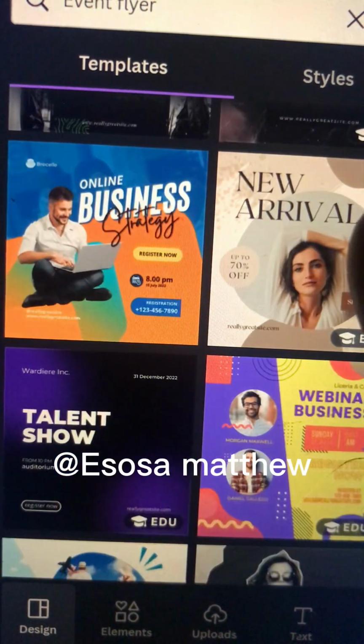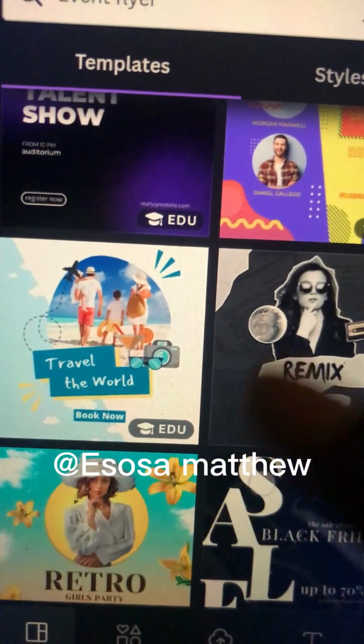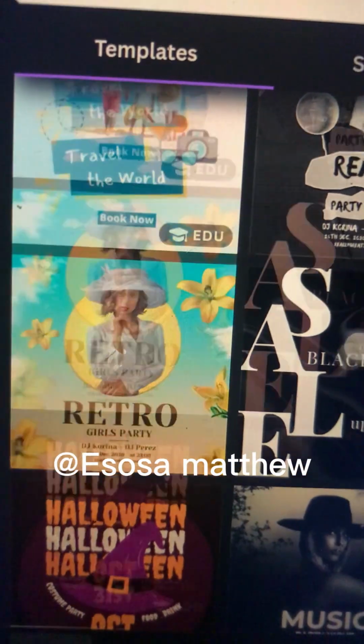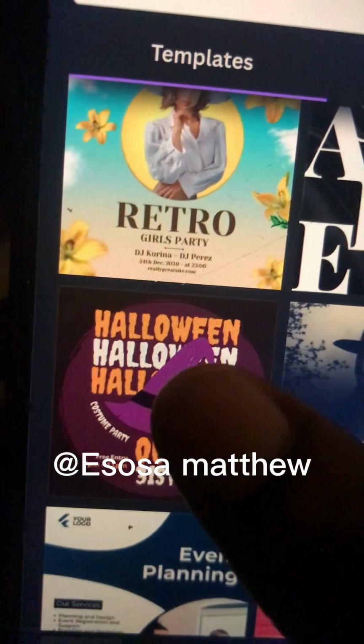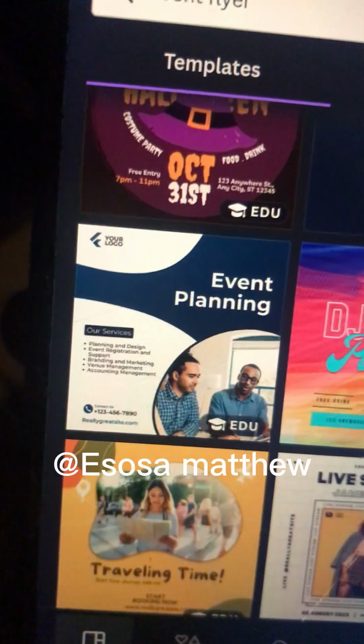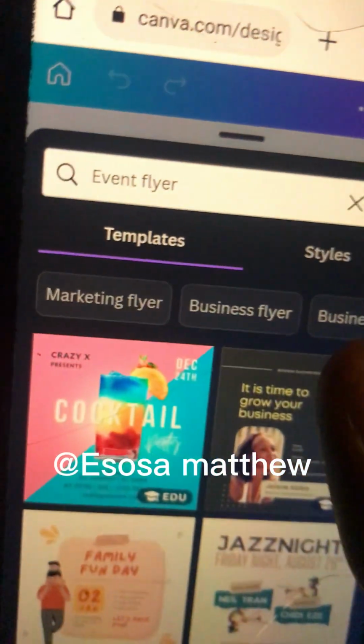These are types of event flyers. All right, so this is to promote a holiday, a Halloween party. All right, so this is traveling time. So we can see the different types.